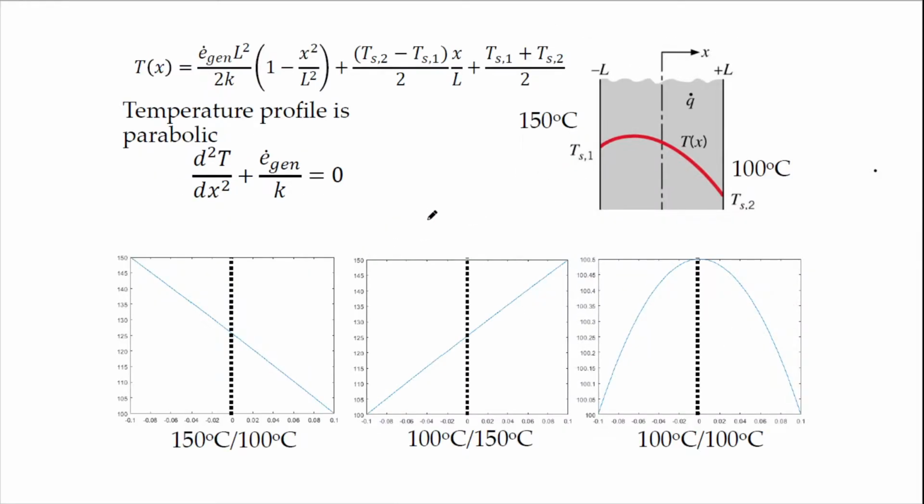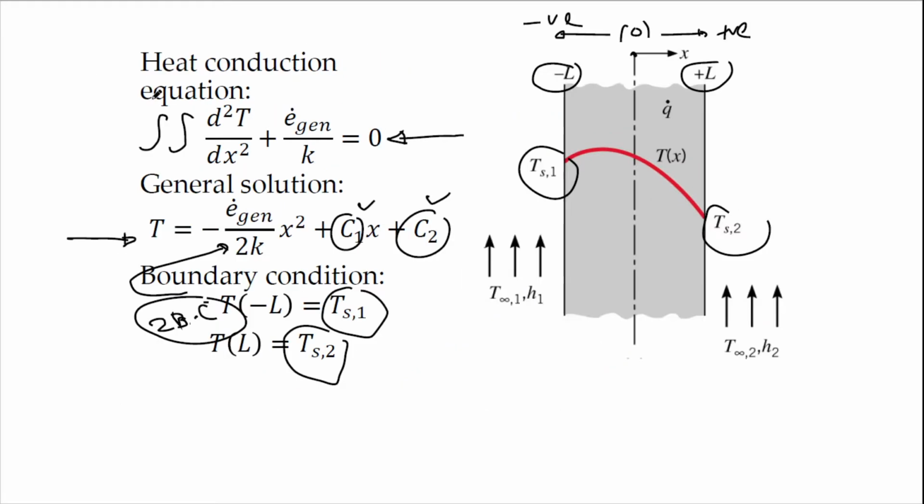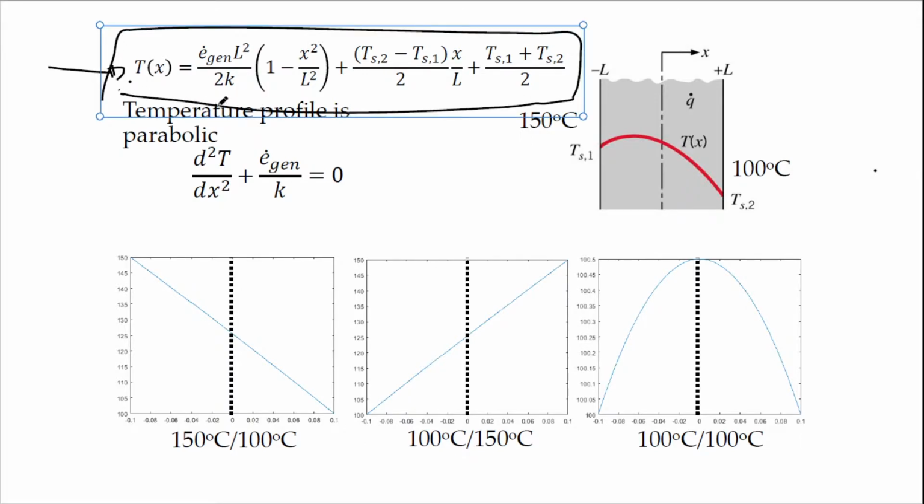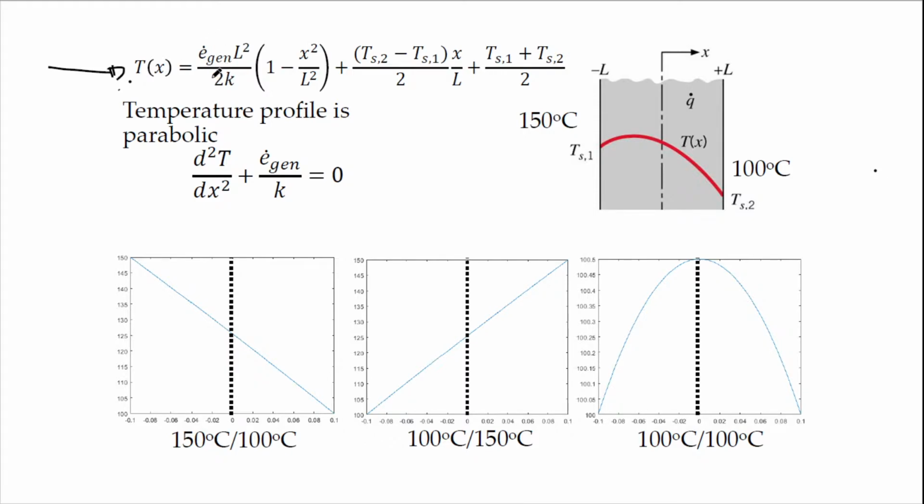If you solve that equation, keeping the constants as T surface 1 and T surface 2, you will arrive at this formula. This is the form that you will get, which includes the heat generation. It seems mathematically heavy, but it is not. It's just a basic quadratic equation.